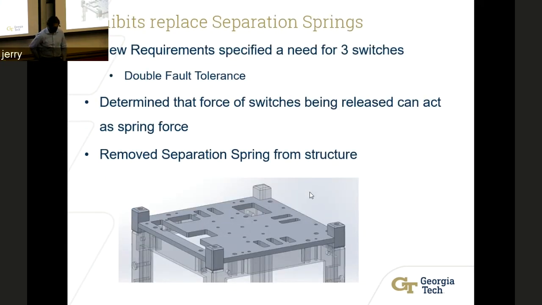And then the last changes we made to our structure is when we got a new requirement later on in the process that the mission required 3 switches for double fault tolerance. So we replaced one of the separation springs with an inhibit switch. And at that point, we realized that the total force of the inhibit switches when they release was actually equal to the amount of separation force that we needed to deploy from the other CubeSats.